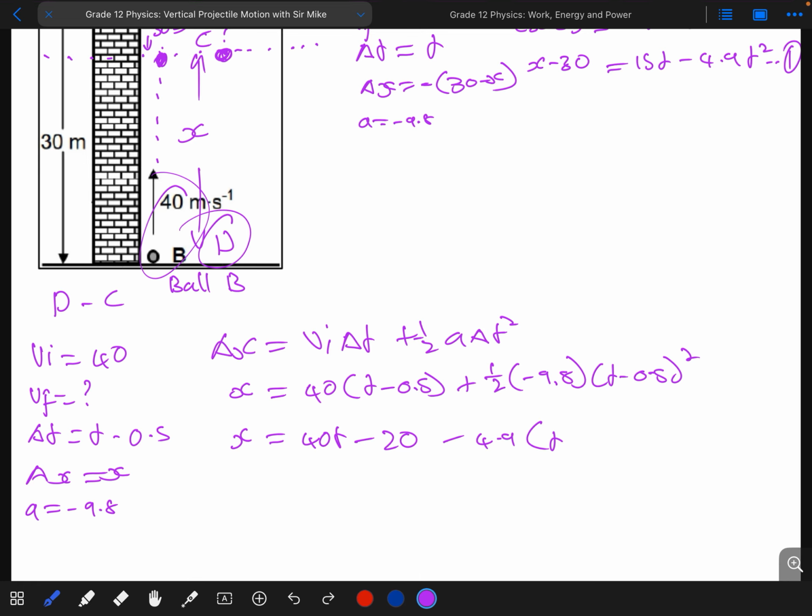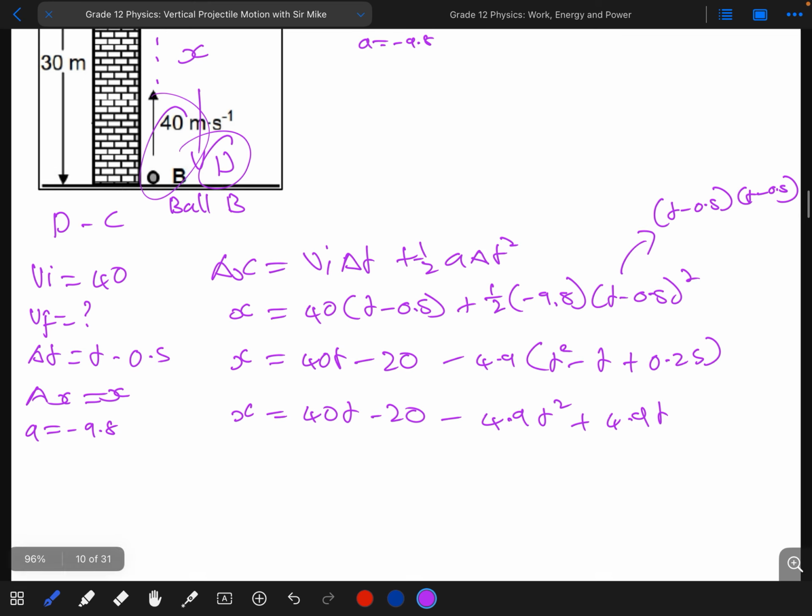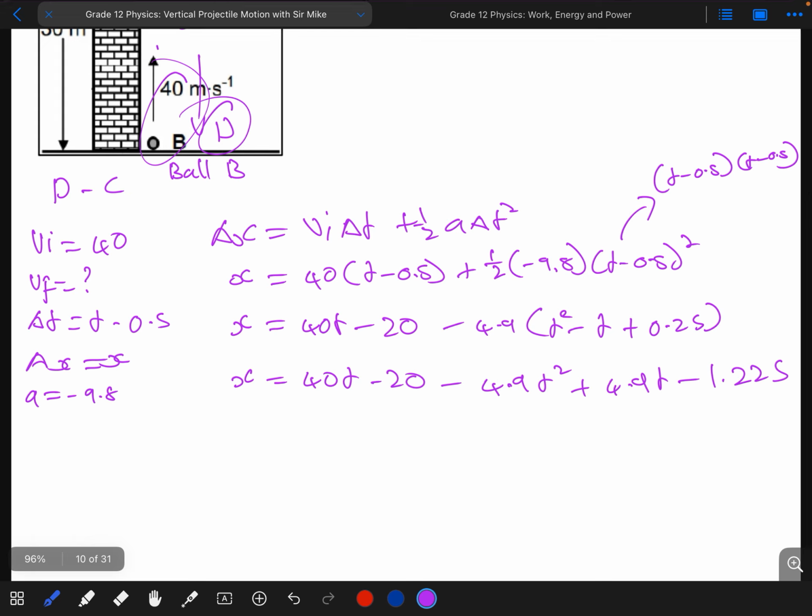If I open those brackets, t minus 0.5 times t minus 0.5 equals t squared minus t plus 0.25. Multiplying that out, x equals 40 t minus 20, minus 4.9 t squared, plus 4.9 t, minus 1.225. Now I'm going to collect like terms.